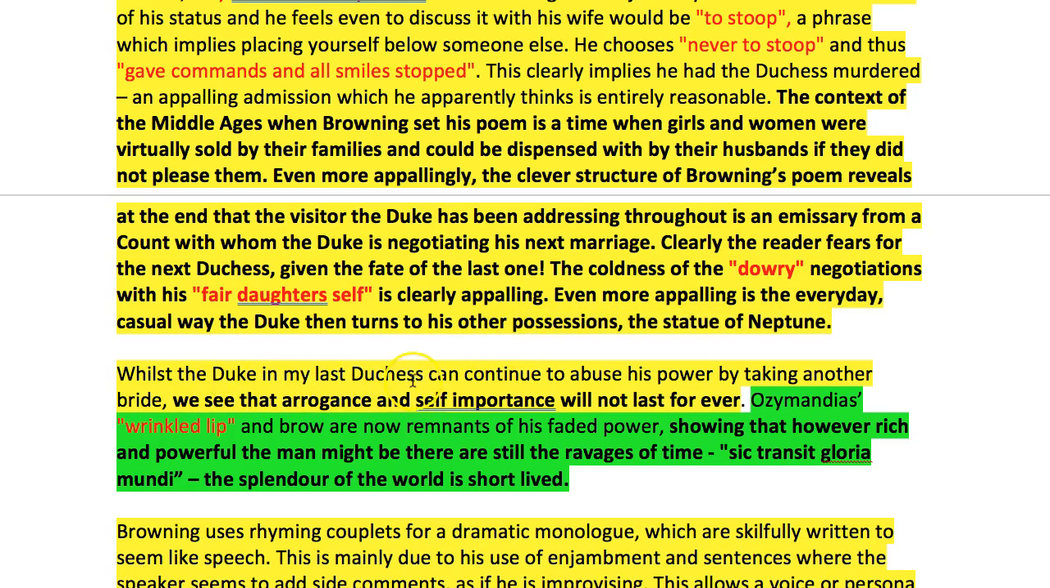Whilst the Duke in My Last Duchess can continue to abuse his power by taking another bride, we see that arrogance and self-importance will not last forever. And this is a clever comparison now to the other poem. Ozymandias' wrinkled lip and brow are now remnants of his faded power, showing that however rich and powerful the man might be, there are still the ravages of time.